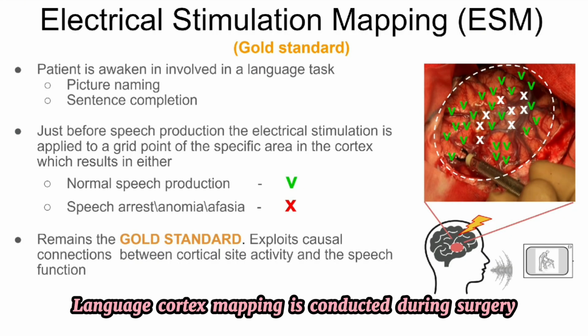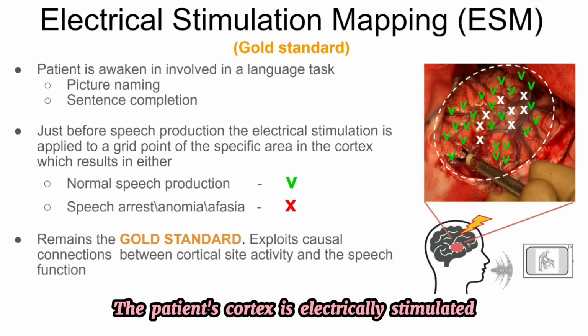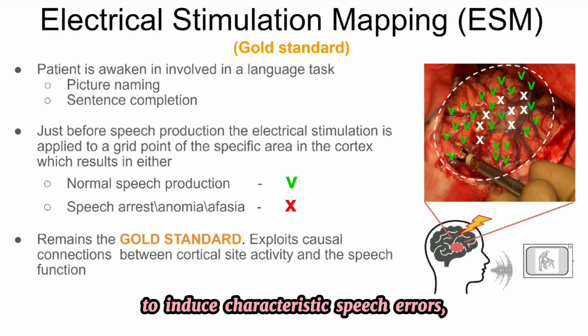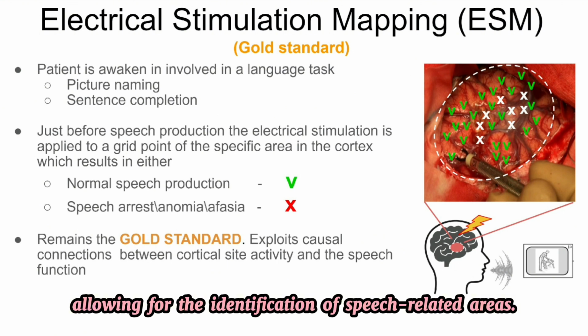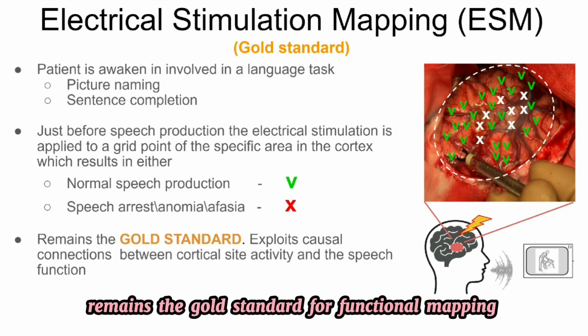Language cortex mapping is conducted during surgery with the patient awake, performing a picture naming task. The patient's cortex is electrically stimulated to induce characteristic speech errors, allowing for the identification of speech-related areas. This procedure remains the gold standard for functional mapping in neurosurgery.